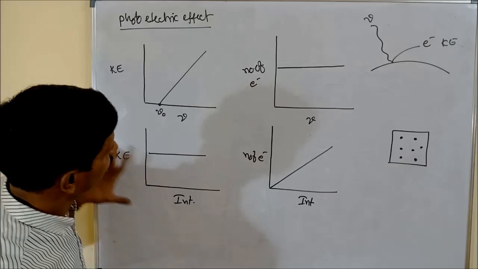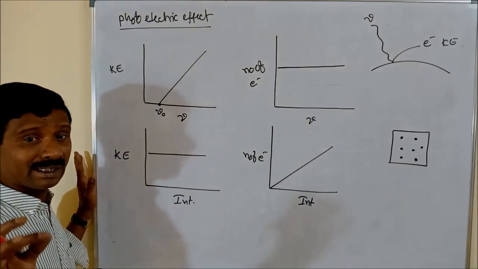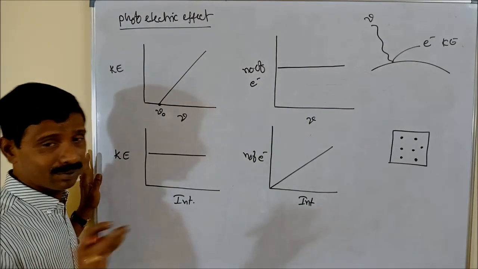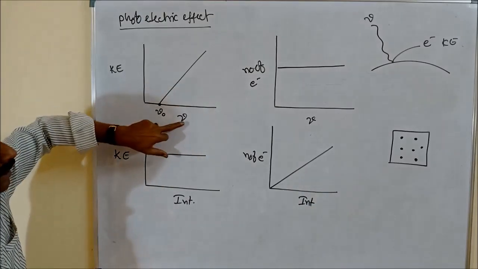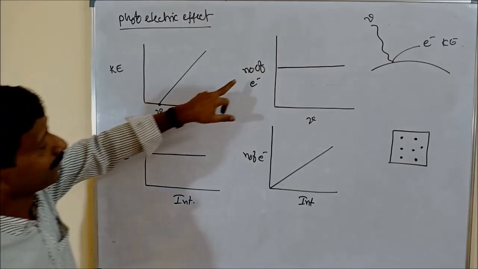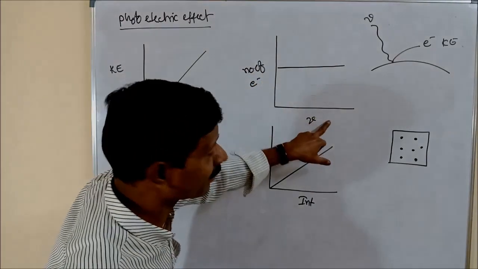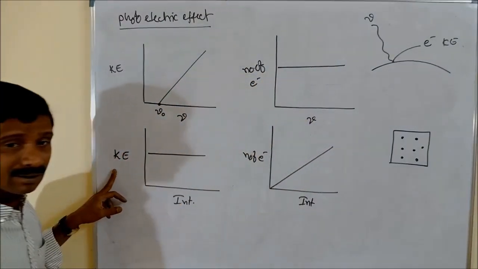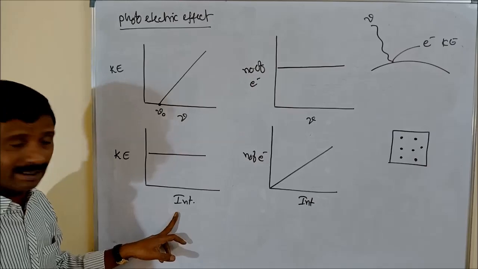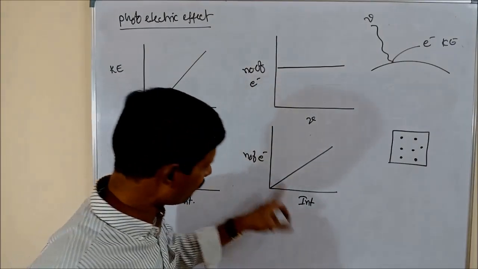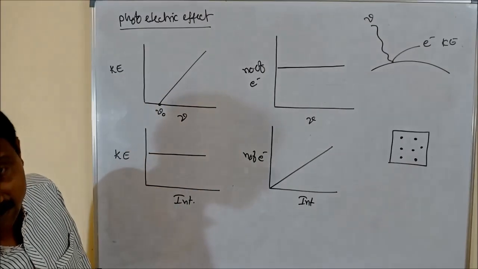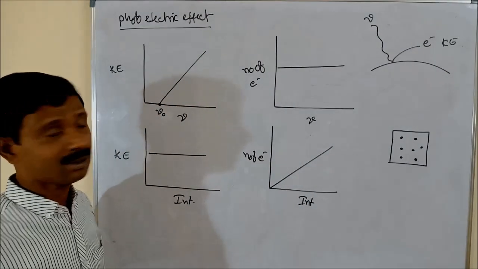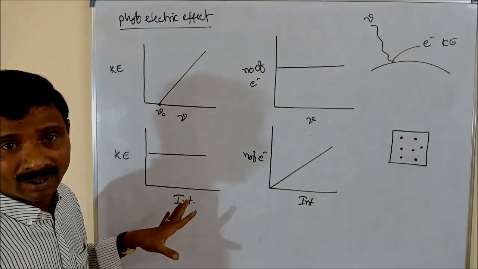So in this way, the 4 graphs and 4 statements are very, very important. Once again, kinetic energy is proportional to the frequency of the incident light. The number of electrons is independent of frequency. Kinetic energy is independent of the intensity of the light. And the number of electrons is proportional to the intensity of the light. Statement-wise, you have to remember these four graphs.